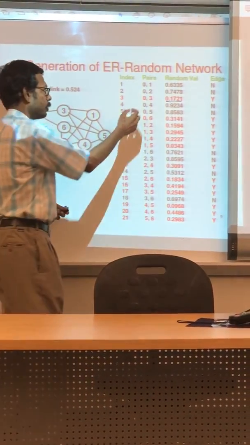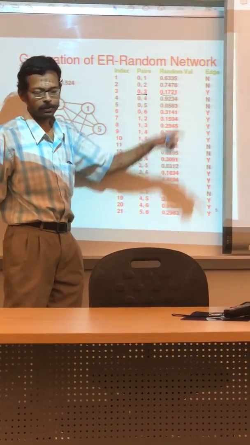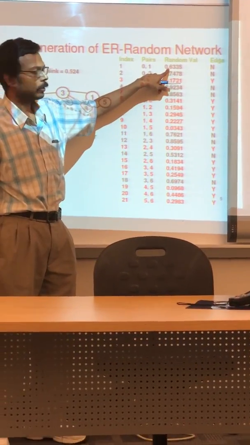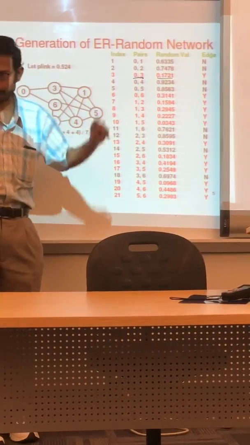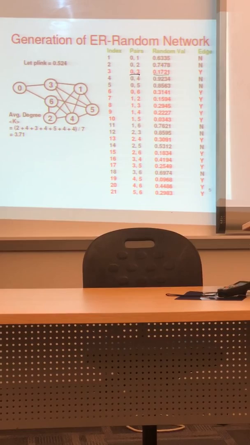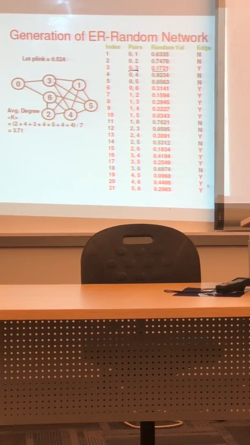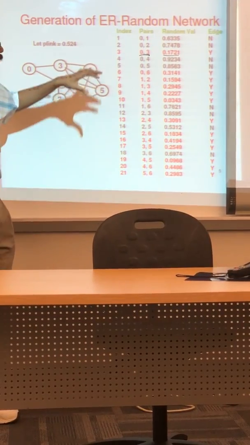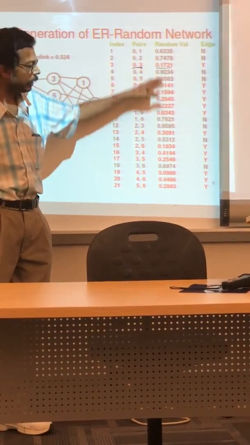So there is an edge between 0 and 3. So I say yes, there's an edge between them. If the random number that you generate is greater than that p-link, the p-value, then there is no edge between them. Is that clear? So as you can see, it's a probability. So I get a network based on the random values I generate.